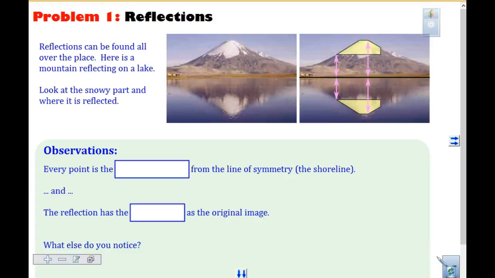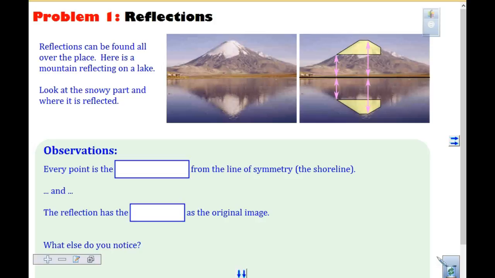All right. As you look down in your notes, it says a reflection can be found all over the place. Here's a mountain that reflects over a lake. Look at the snowy part and how it's reflected. So a lot of times you will see this, especially on a really calm, clear day if you're looking at the lake.